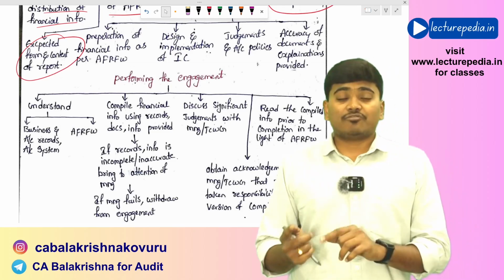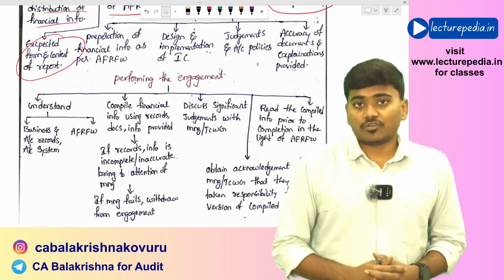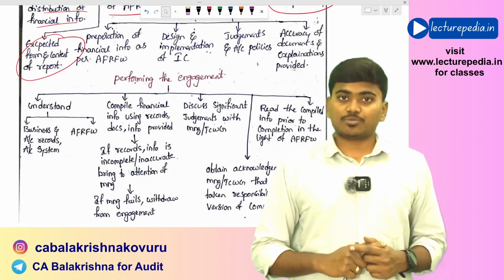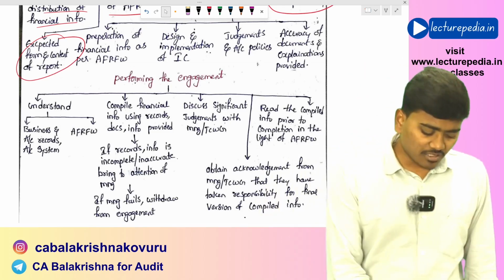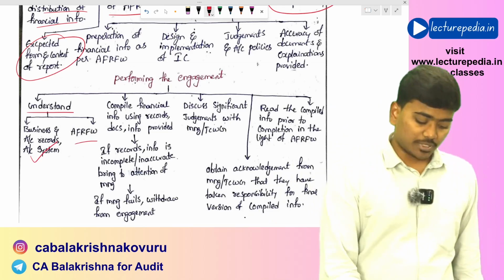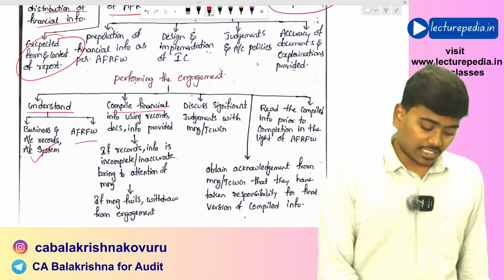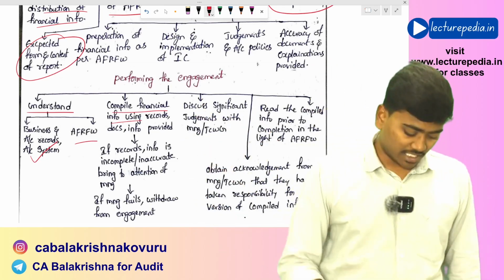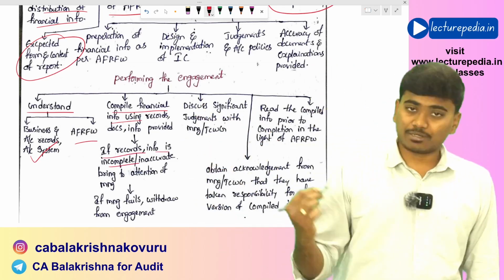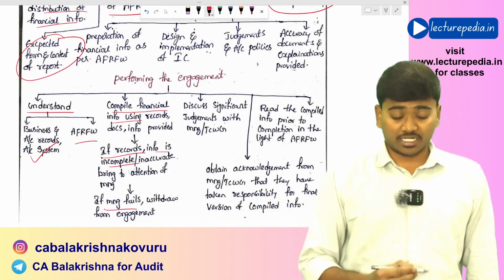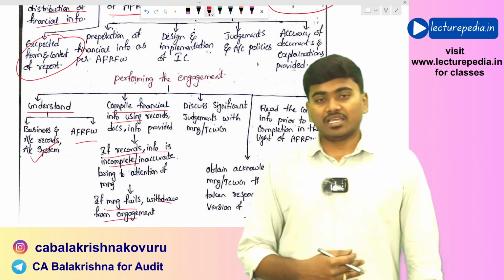If management refuses to correct that information, then the practitioner has to withdraw from the engagement. First of all, understand the business and accounting records, the accounting system, and the applicable financial reporting framework. Then compile the financial information using the records, information and explanations provided by the management. If records or information are incomplete or inaccurate, you ask the management to correct them. If management fails, then withdraw from the engagement.